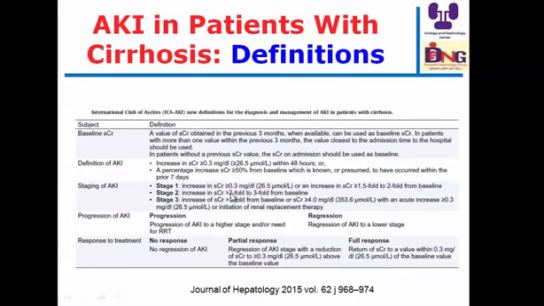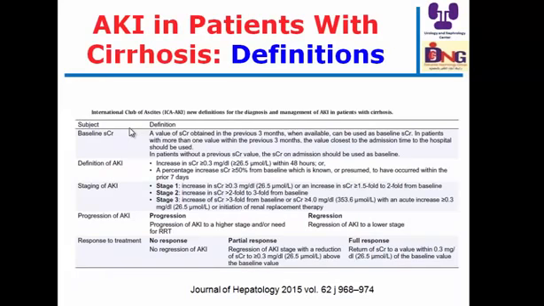So baseline creatinine is very important. A value of serum creatinine obtained in the previous 3 months, when available, can be used as the baseline serum creatinine. In patients with more than one value within the previous 3 months, the value closest to the time of admission to the hospital should be used. In patients without a previous serum creatinine value, the serum creatinine on admission should be used as baseline. This is very important, because the most important criterion for the definition of acute kidney injury is the presence of a baseline creatinine.